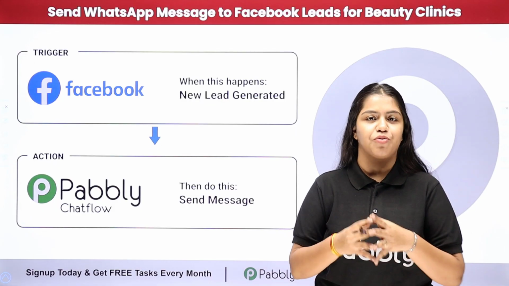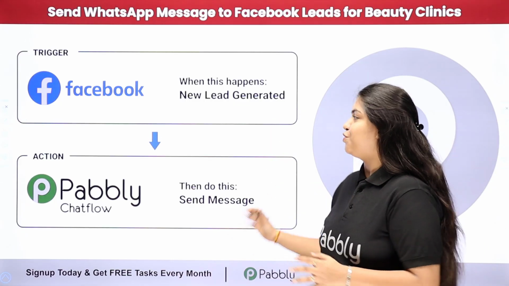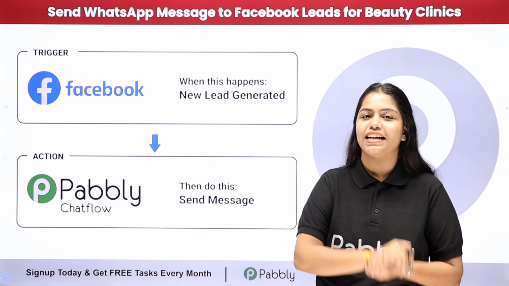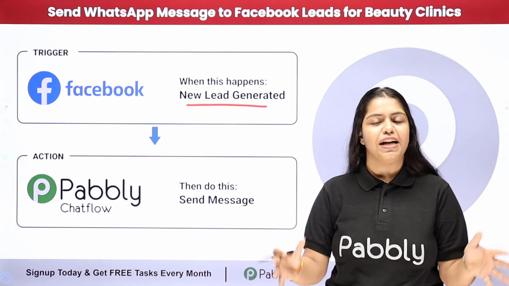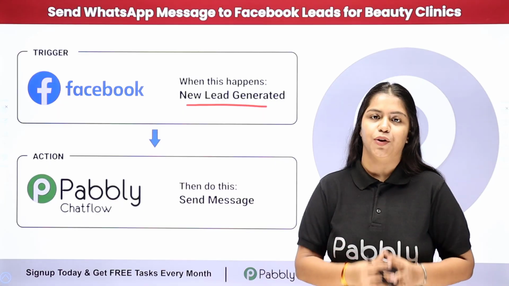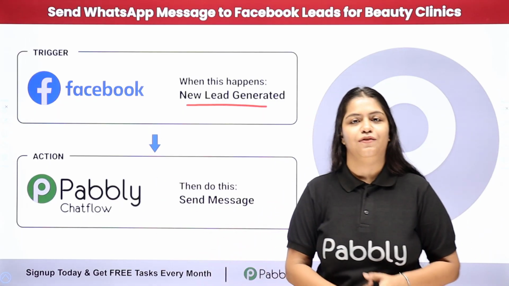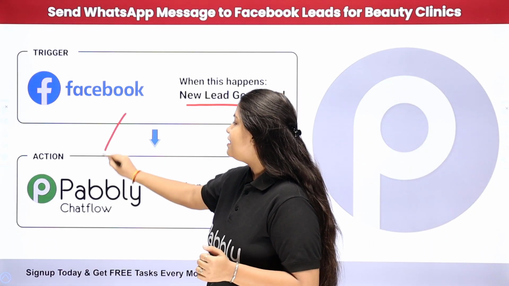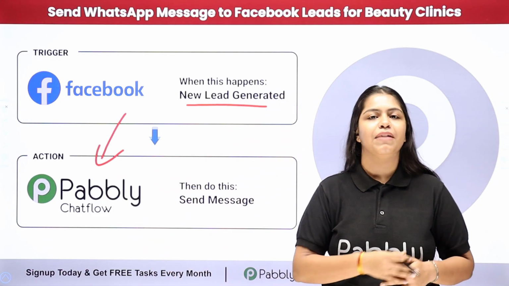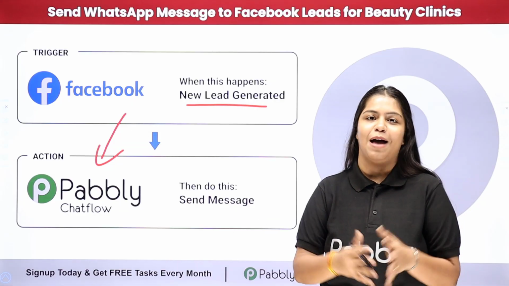So to solve this problem, I've simply created this amazing automation where, as soon as we receive a new lead through Facebook lead ads, an automated WhatsApp message will automatically be sent to my lead using Pabbly chat flow. To do this, we are simply going to create a connection between Facebook lead ads and Pabbly chat flow using an amazing automation software, which is Pabbly Connect.